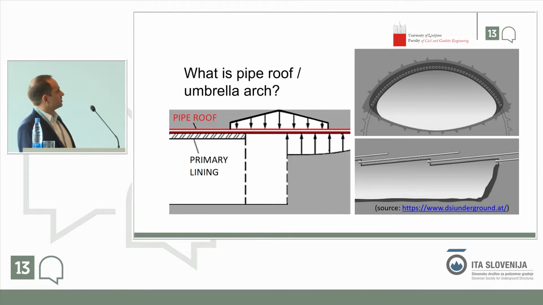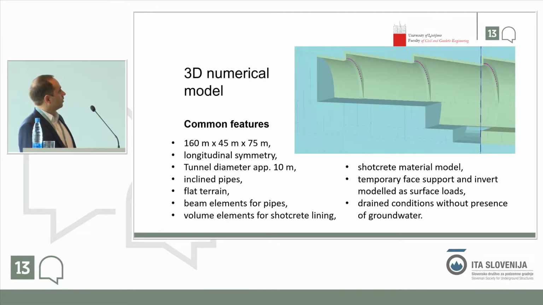Now, as you can see, this is a problem that is essentially quite complex. We have interaction between the primary lining, these supporting elements, and the ground, and this calls for 3D analysis. Now, in our case, we adopted the Plaxis 3D software. Here is a list of some common features.